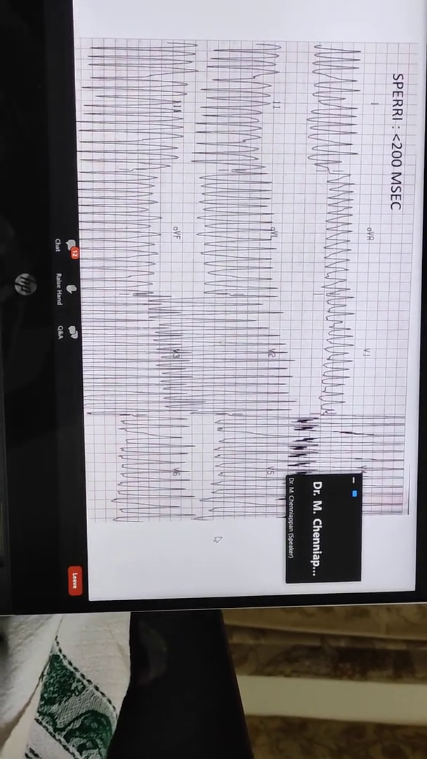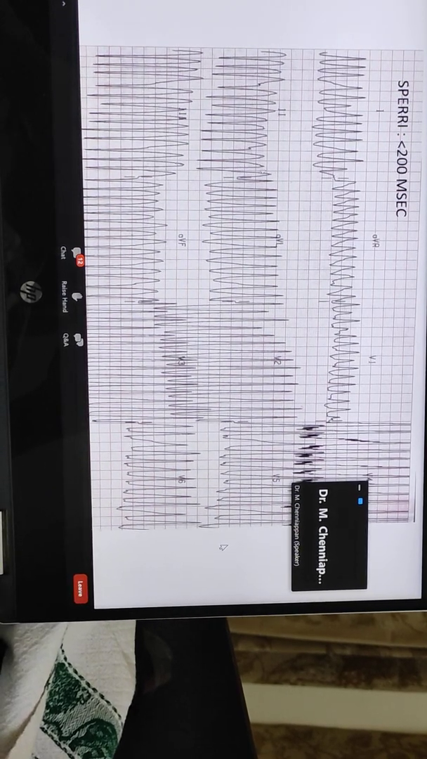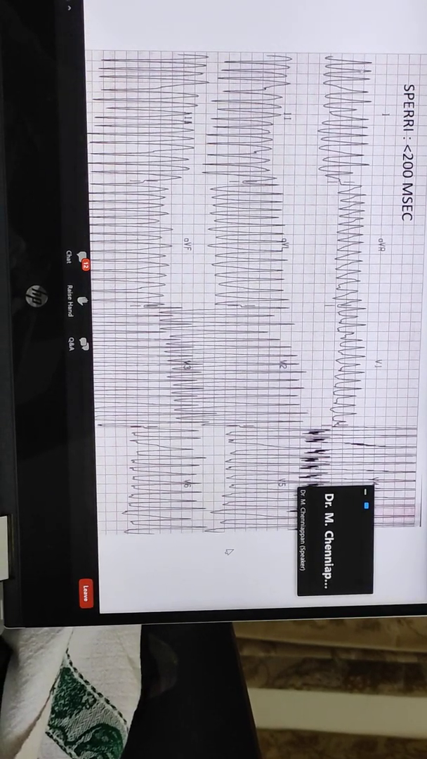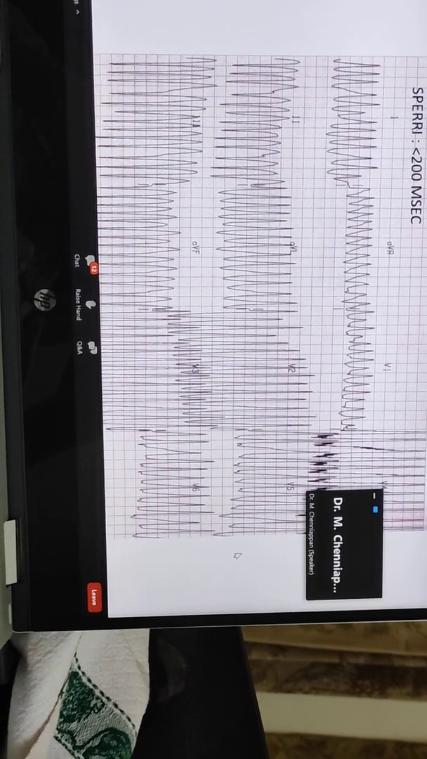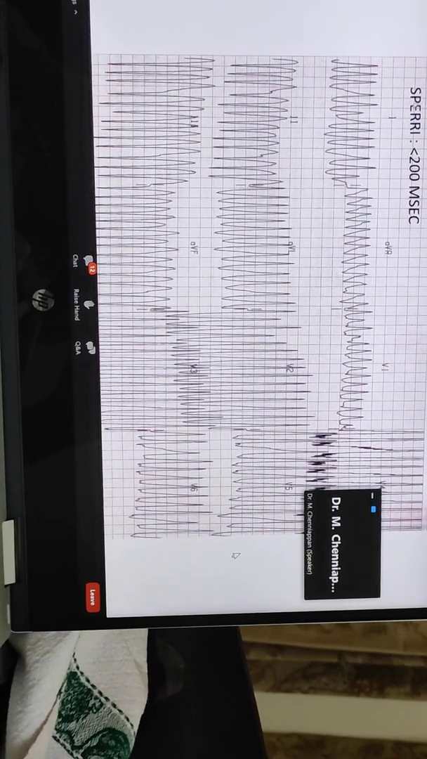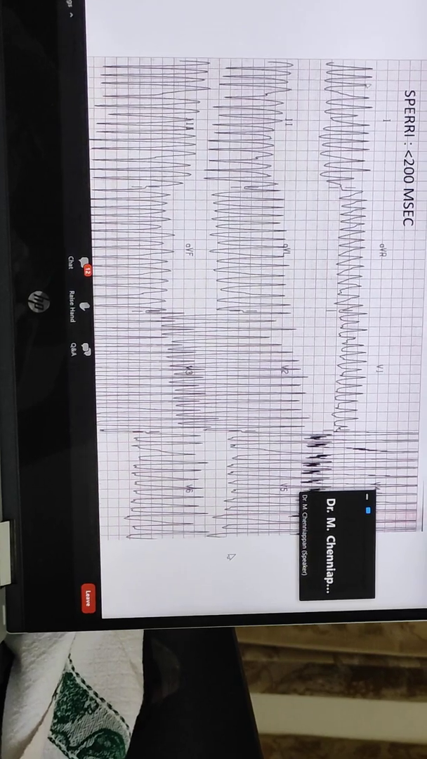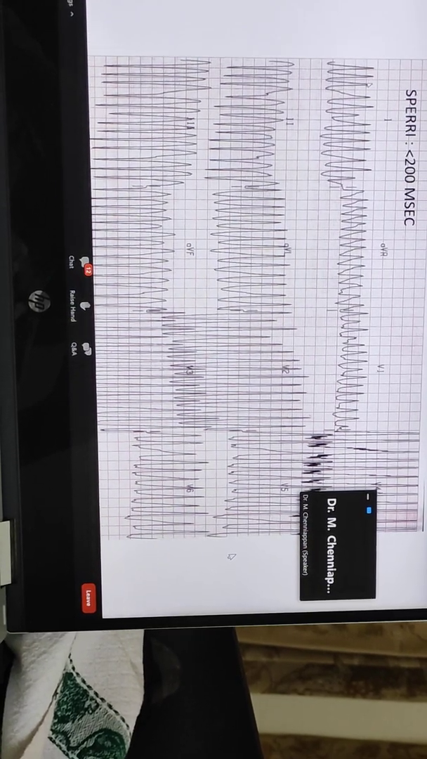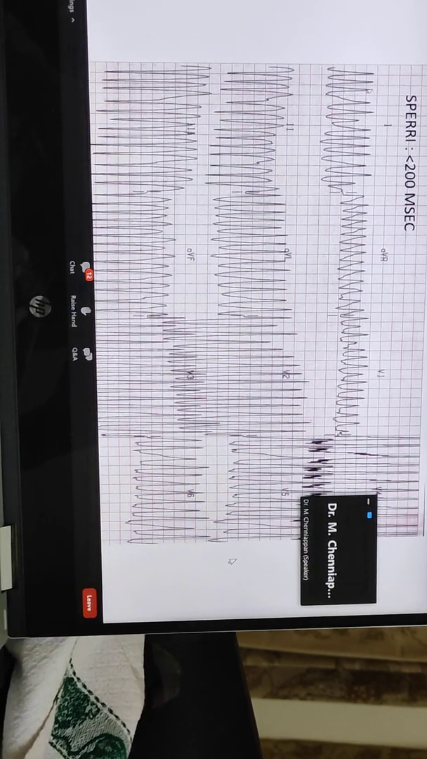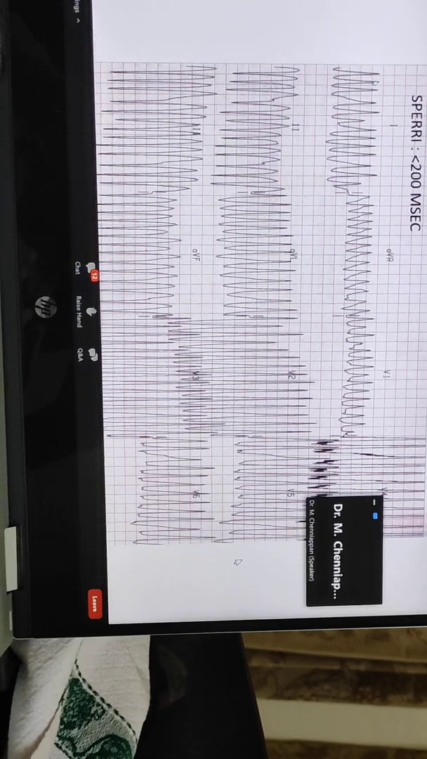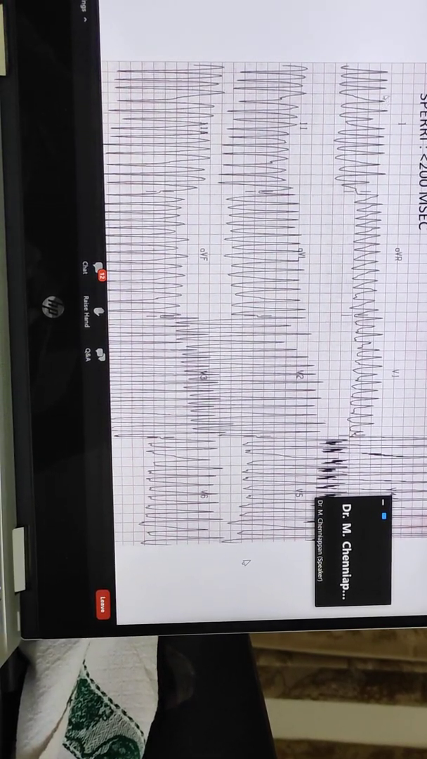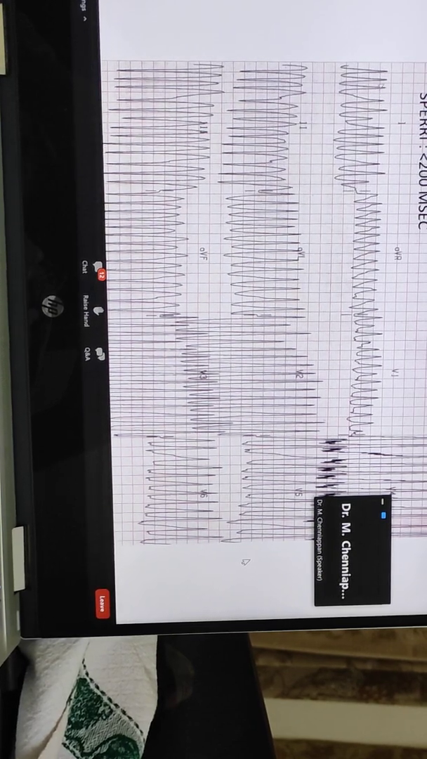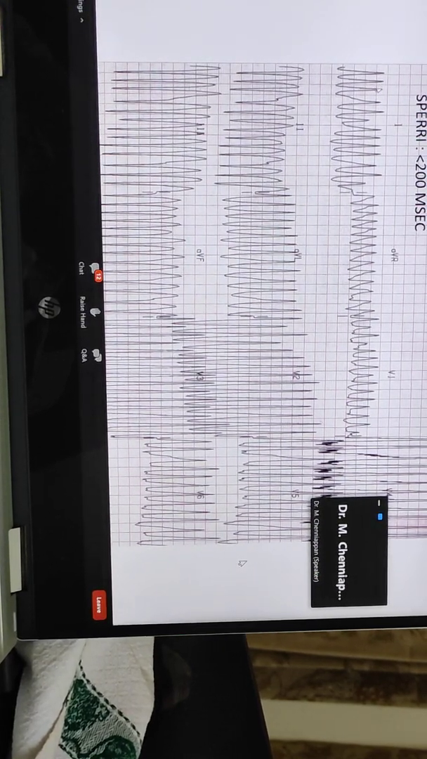This is a wide QRS complex irregular tachycardia. Look at the rate. You can see what is called SPERI, the shortest pre-excited RR interval. Look at this RR interval here, the shortest interval, almost 4 squares. That means the heart rate is more than 300. One big square is 200 milliseconds, so your RR interval is less than 200 milliseconds.